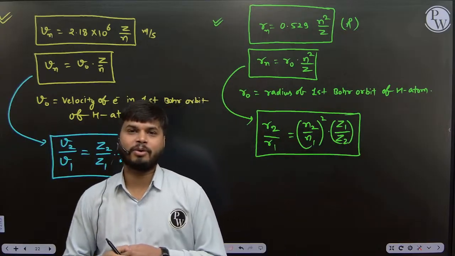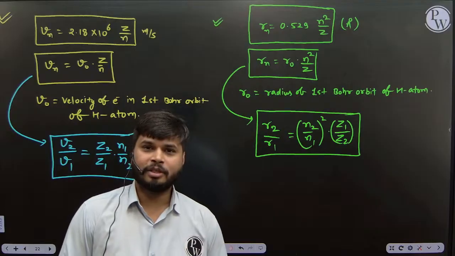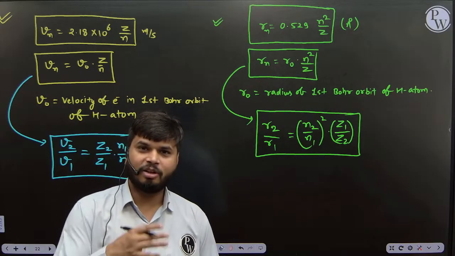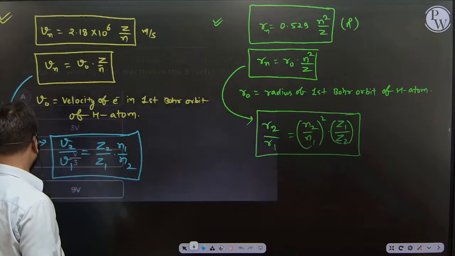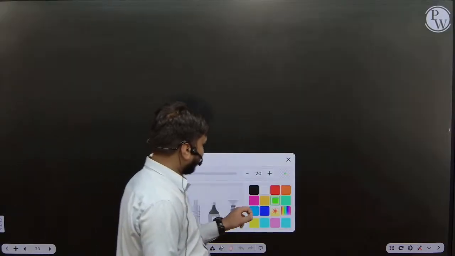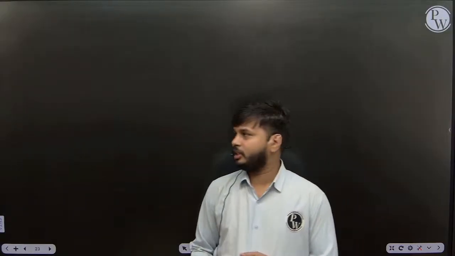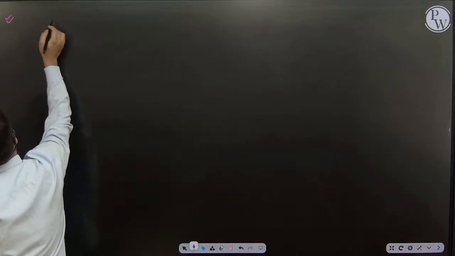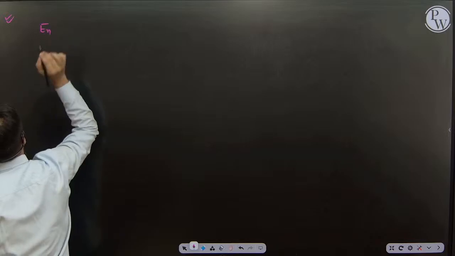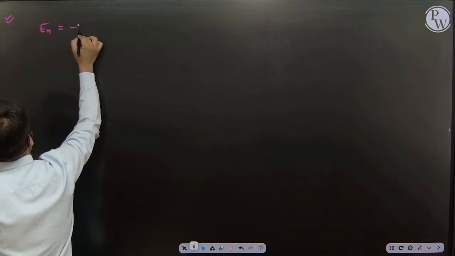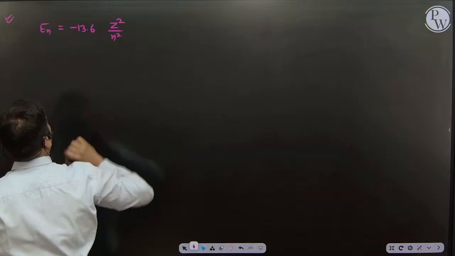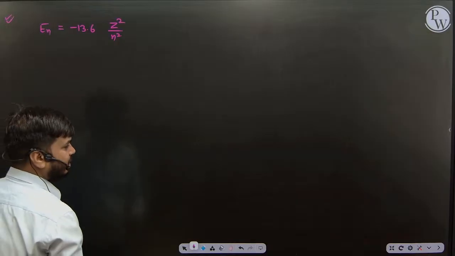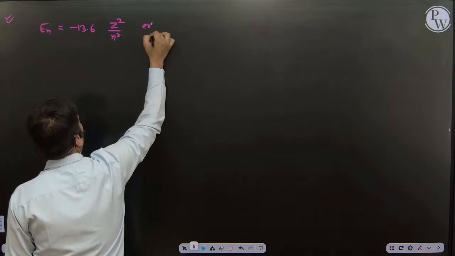Now we are going to talk about the energy part. We will be discussing total energy, potential energy, and also kinetic energy. First we are going to talk about total energy. The total energy is denoted by En. En is equal to minus 13.6 Z square upon n square electron volt per atom.